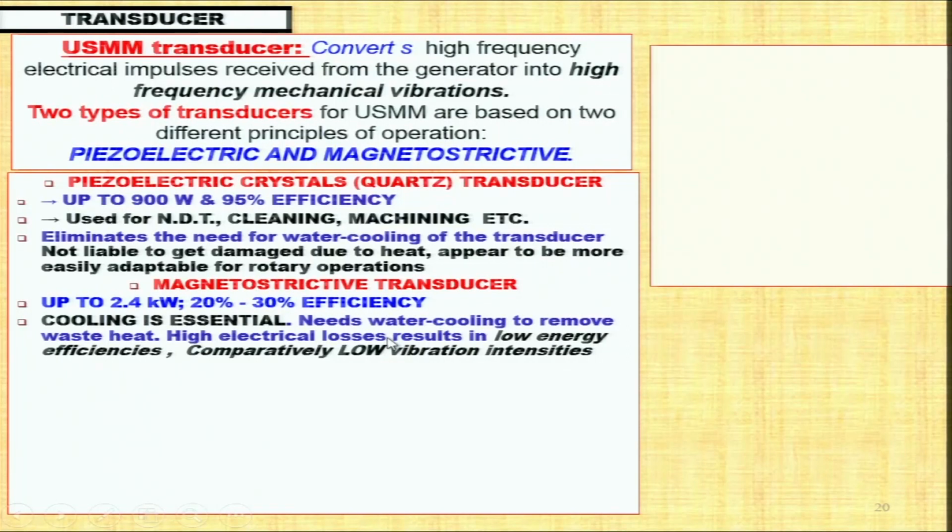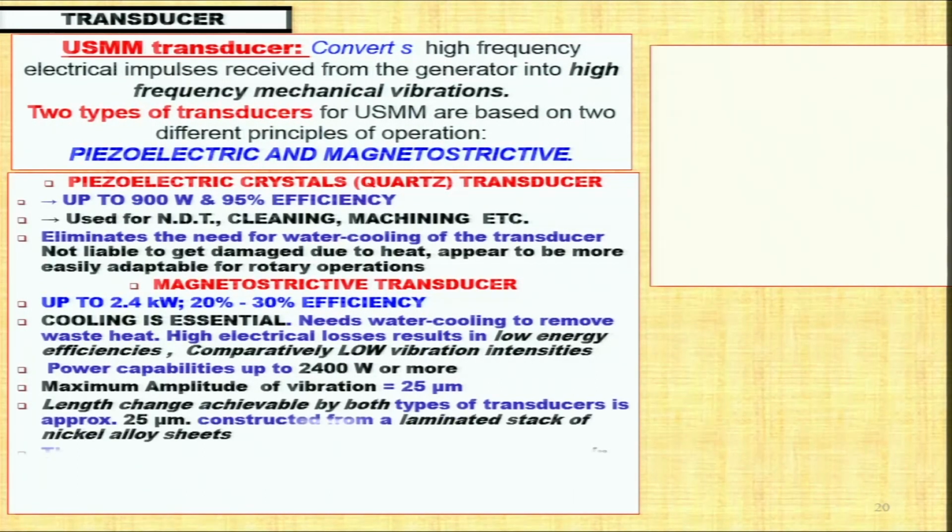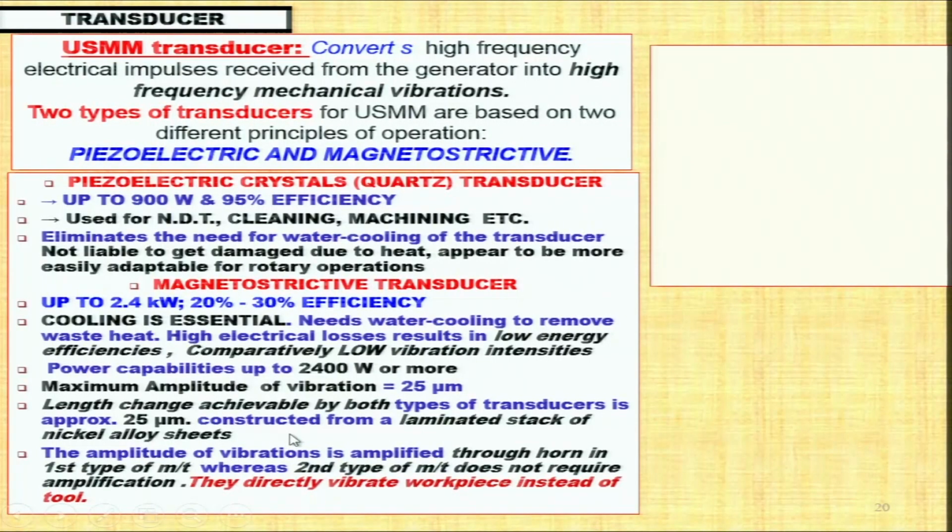High electrical losses result in low energy efficiencies and comparatively low vibration intensities. Power capability is up to 2400 watts, as mentioned here. Maximum amplitude of vibration is around 25 micron. Length change achievable by both types of transducer is approximately 25 micron. It is constructed from a laminated stack of nickel alloy sheets.